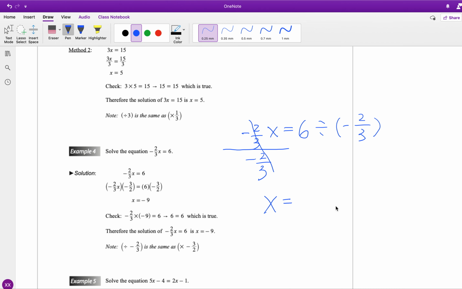And we did this in chapter 3 many, many times, and many, much more difficult examples than this. So that means 6 multiplied by negative 3 over 2. Now again and again, cancel. This is 1, this is 3. Now x equals negative 9.